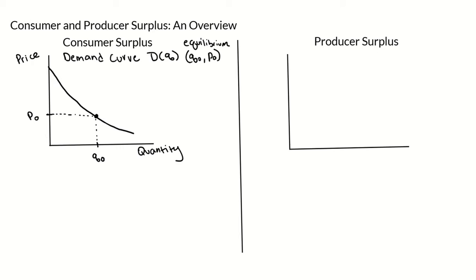So if the quantity is set at q naught, then the price is set at p naught, and the actual expenditures, or the amount of money spent by consumers, would be the area of this rectangle. And this area above the rectangle is what's known as the consumer surplus.